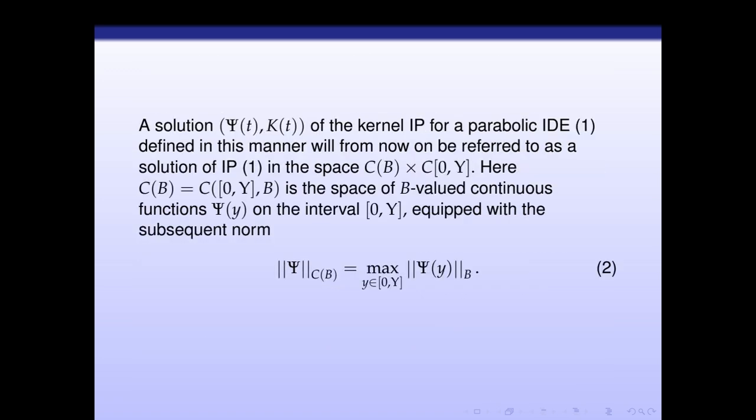The solution psi of t, k of t of the kernel identification problem for parabolic integral differential equation 1 defined in this manner will from now on be referred to as the solution of identification problem 1 in the spaces CB, C0, epsilon. Here, CB is the space of B-valued continuous functions psi on the interval, equipped with the subsequent norm defined by 2.